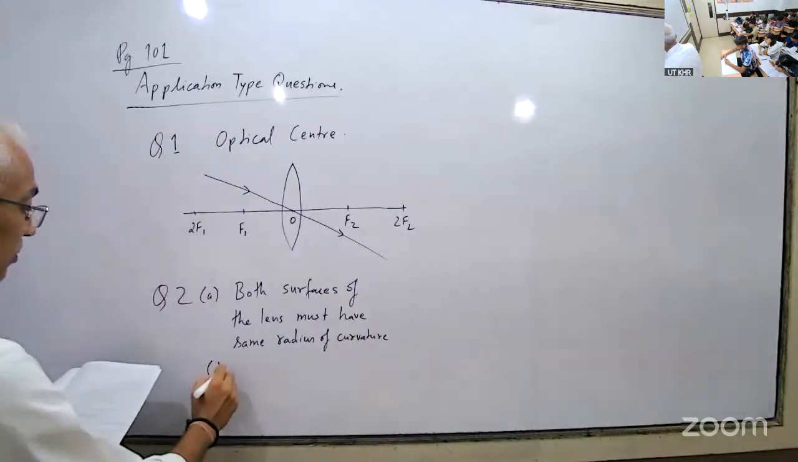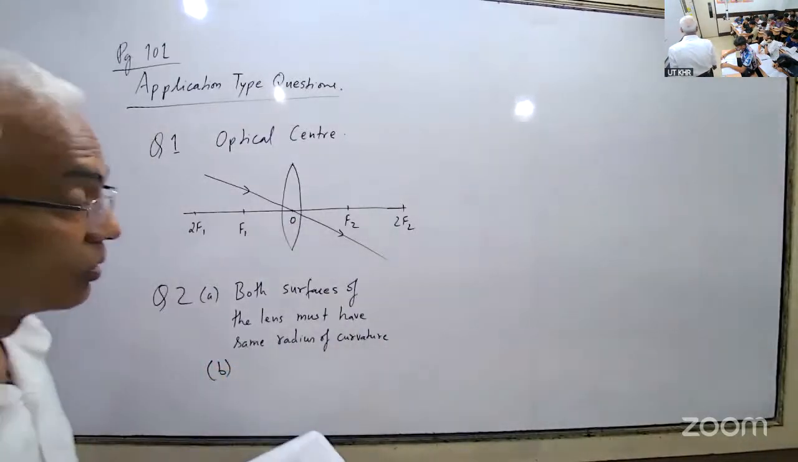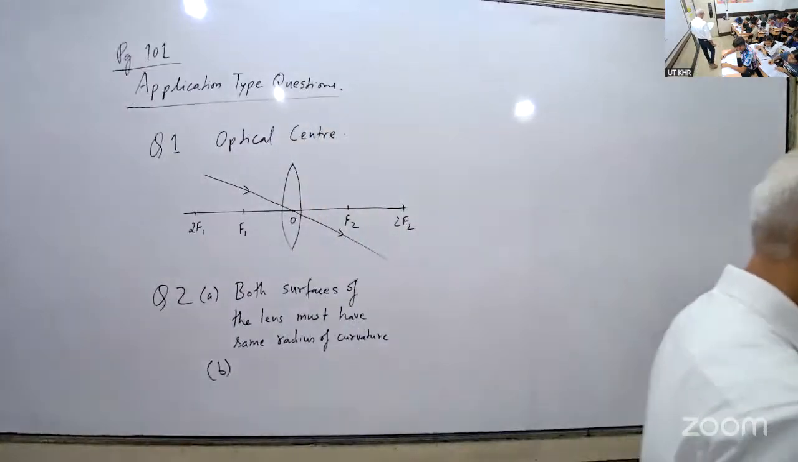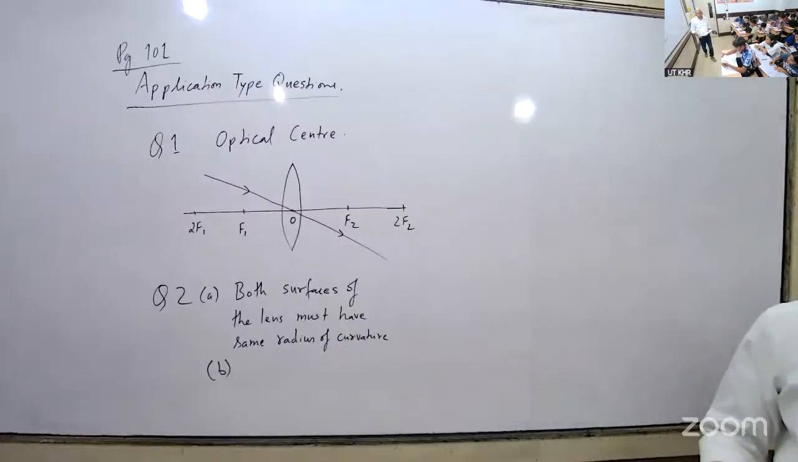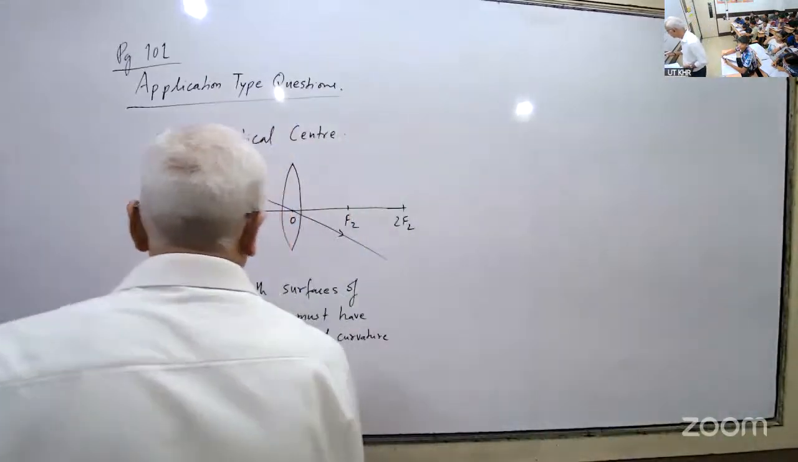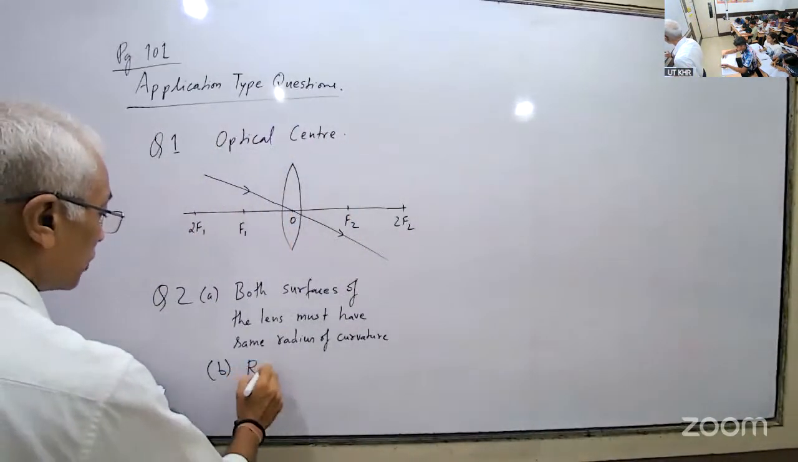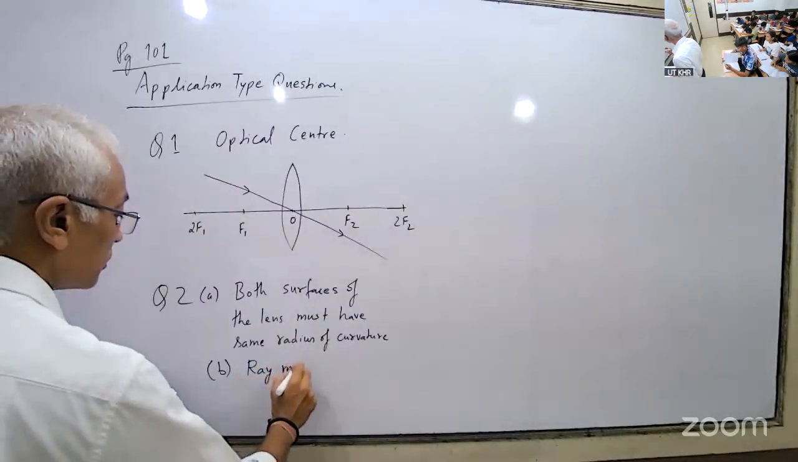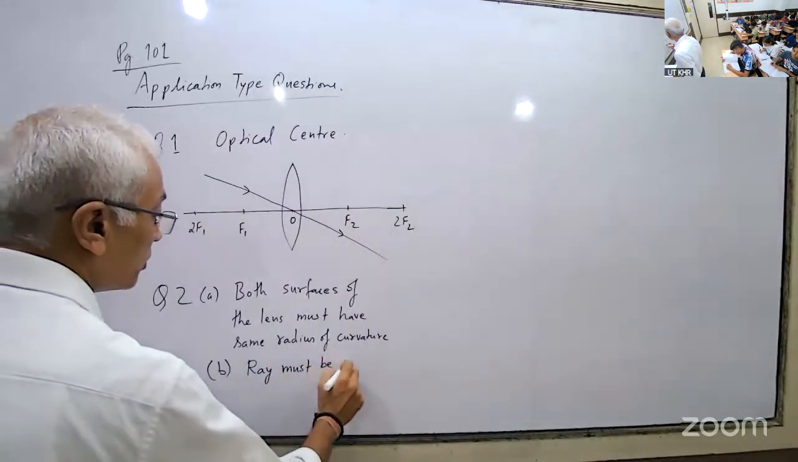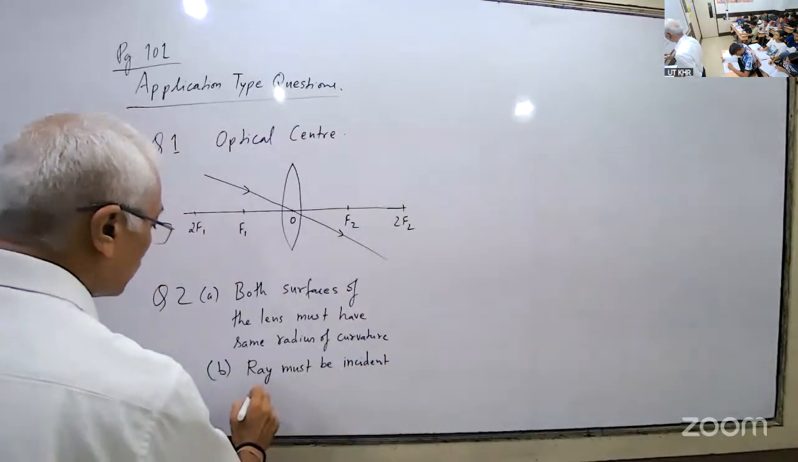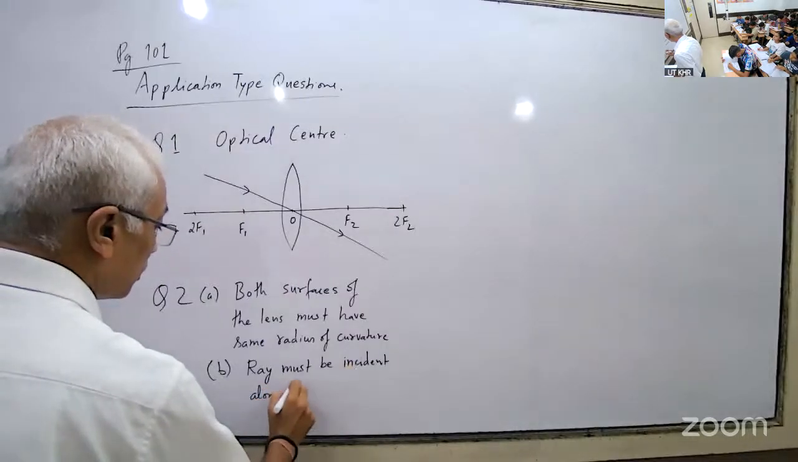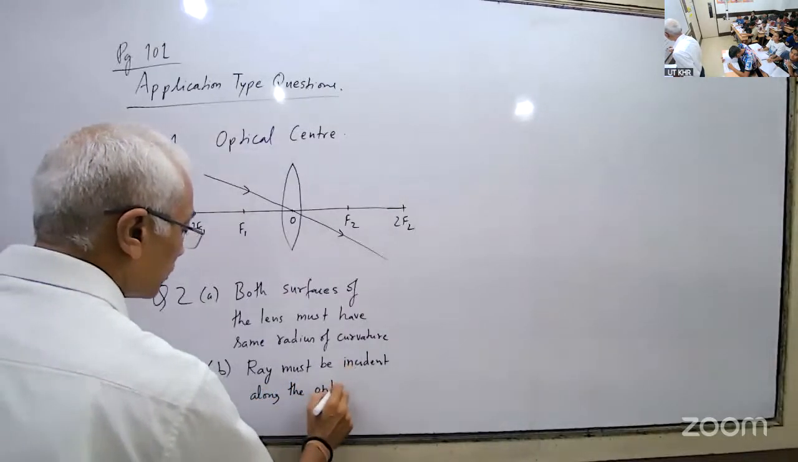And B is the same. What is B? A ray passes undeviated through the lens. It has to be incident along the optical center. The ray must be incident along the optical center.